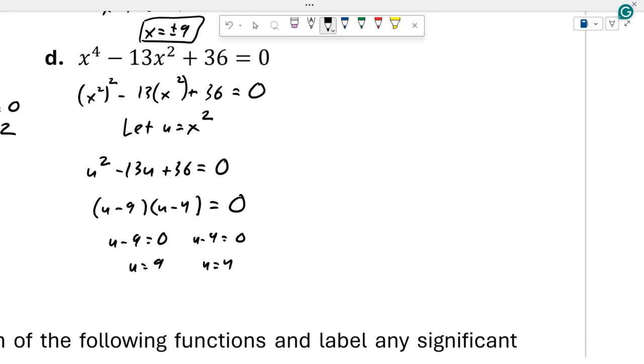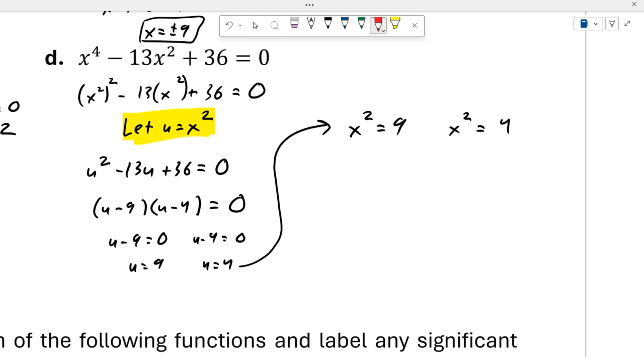So now we have to go back and look at what u is. u is x squared, because we want to solve for x, not u. So now I'm going to take my answers here and re-plug in for what u is, because u is x squared. Now we have x squared equals 9, and x squared equals 4. And I want to get each of my x's by itself, so we're going to take the square root of both sides.